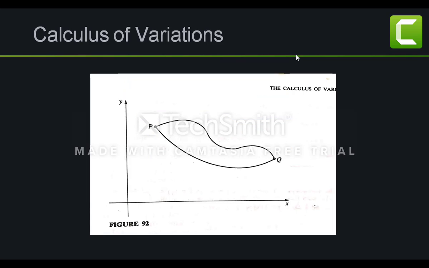That depends on entire curve and we seek the curve that minimizes the quantity in question. The calculus of variation also deals with minimum problems depending on surfaces.